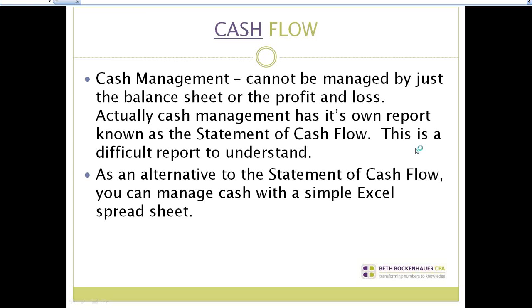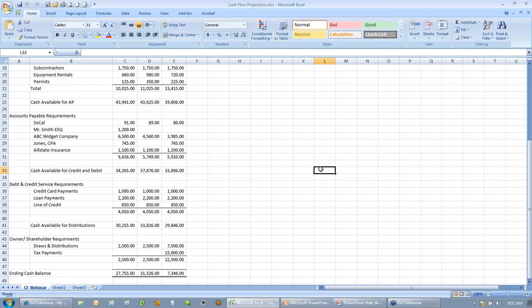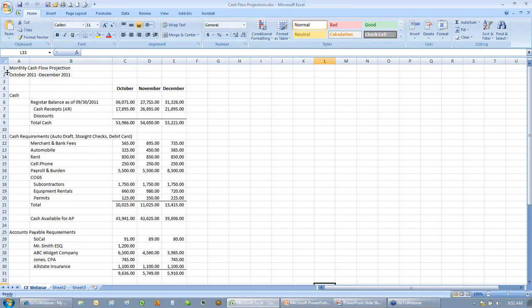I'm going to give you the visual here. So this is an Excel spreadsheet, and it's for the period of October to December. I want to project my cash out for October, November, and December, and I want to see what my cash position is going to be at the end of December. So basically what I'm going to start with is, what does my balance sheet say at 9/30? What is the cash that I have in my bank at 9/30, what is on my register. In this case, I have cash as of 9/30 of $36,000. So that's my starting cash point for the month of October.